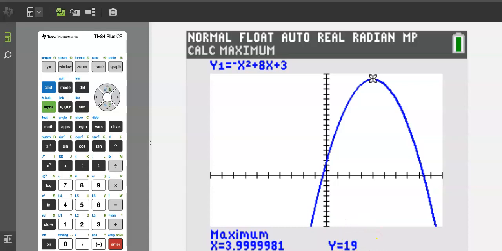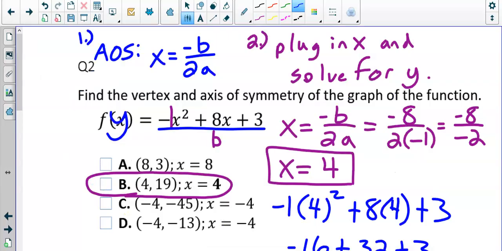Okay? So there we go. 2 ways to look at question number 2. You can do it algebraically, or you can use that calculator to help you out.